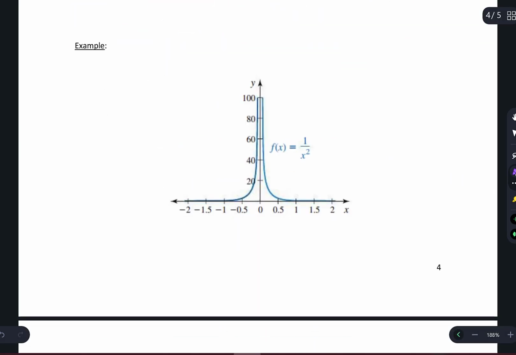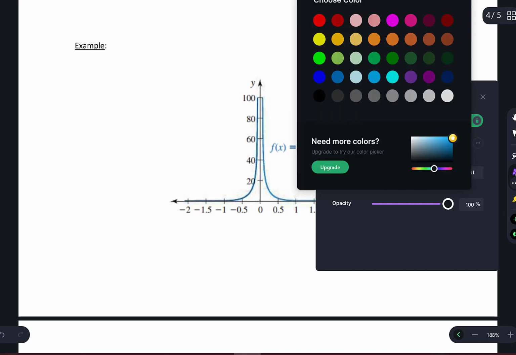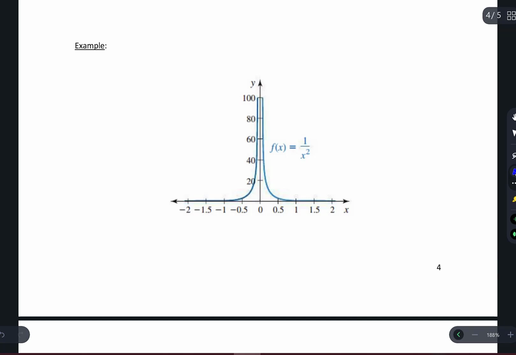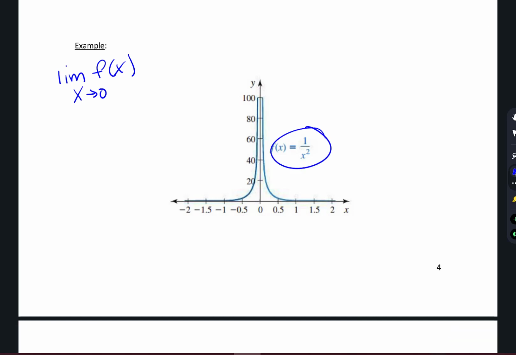All right, and we've got one more example here. And this example is also in your textbook. So for this one, we're interested in the limit of f of x as x approaches 0. And here f of x is equal to 1 over x squared. So let's just think about what some of these values would look like.